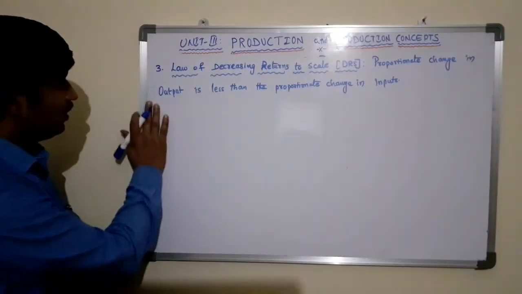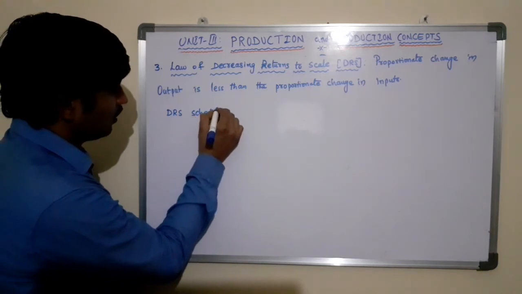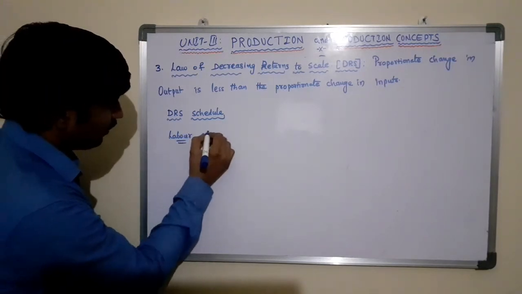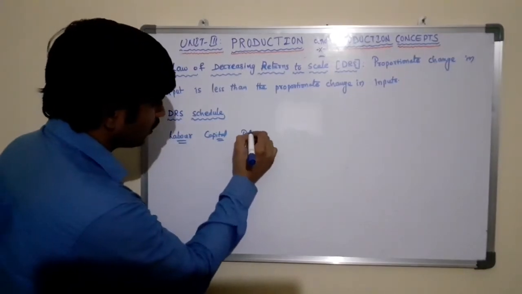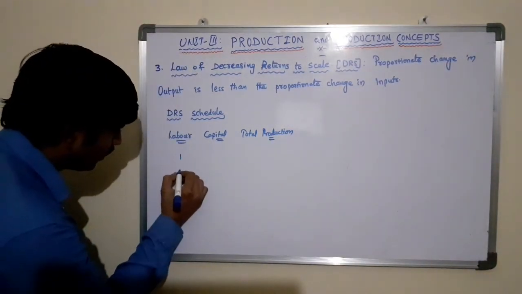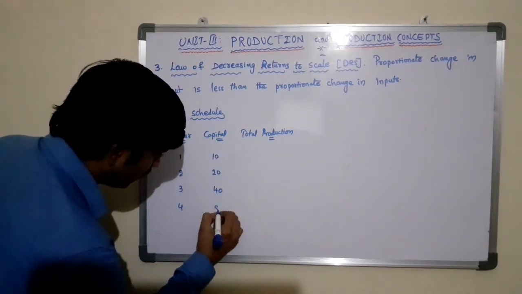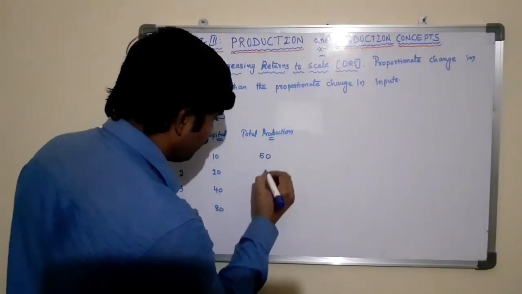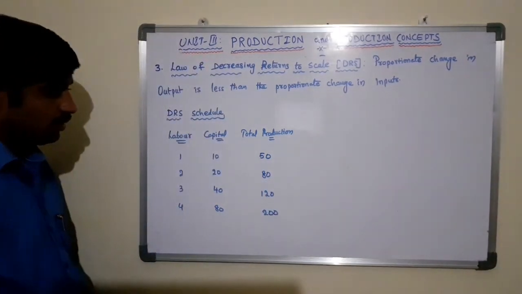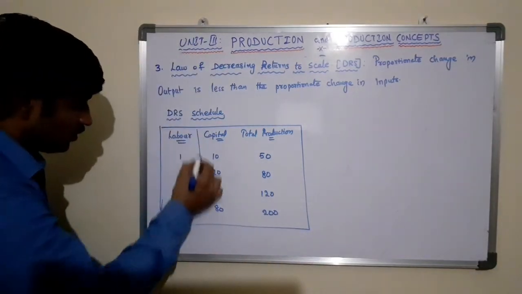So now let us discuss it with the schedule. The decreasing returns to scale schedule. For this we will take labor, capital and total production. Here what is the labor? 1, 2, 3, 4. The capital is 10, 20, 40, 80. The total production is 50, 80, 120 and 200. This schedule is known as the law of decreasing returns to scale schedule.